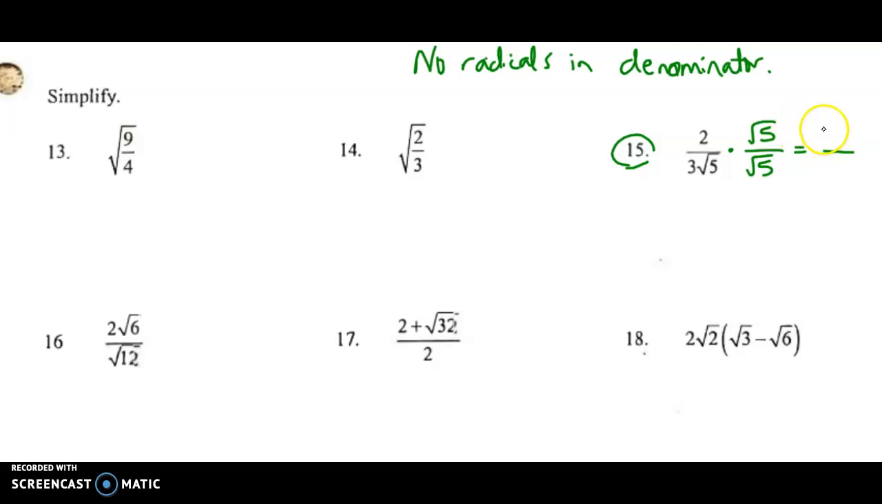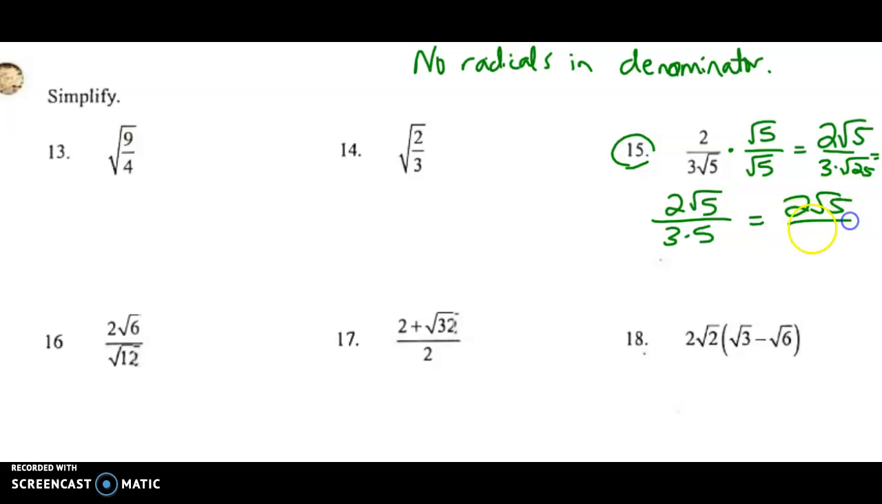So we're going to get 2 times the square root of 5 over, and then some of you might just be able to see that this is going to be 15. If you're not sure how to see that it's 15, maybe think of it as 2 times the square root of, so square root of 5 times square root of 5 would be 25, but the square root of 25 is just 5. So 2 times the square root of 5 over 15. Okay? All right, let's look at 17.